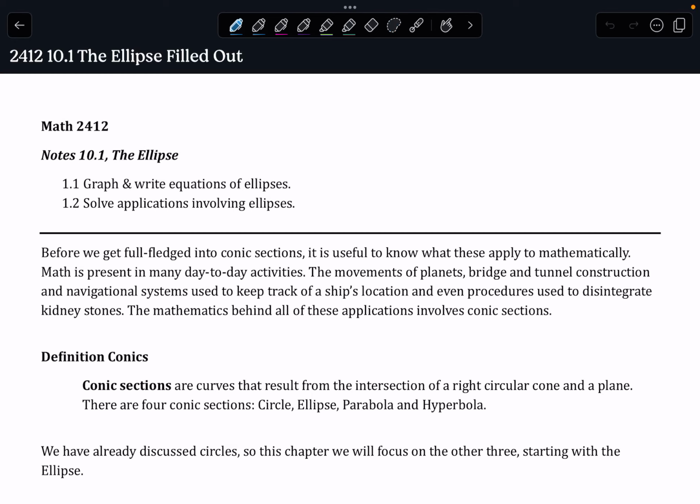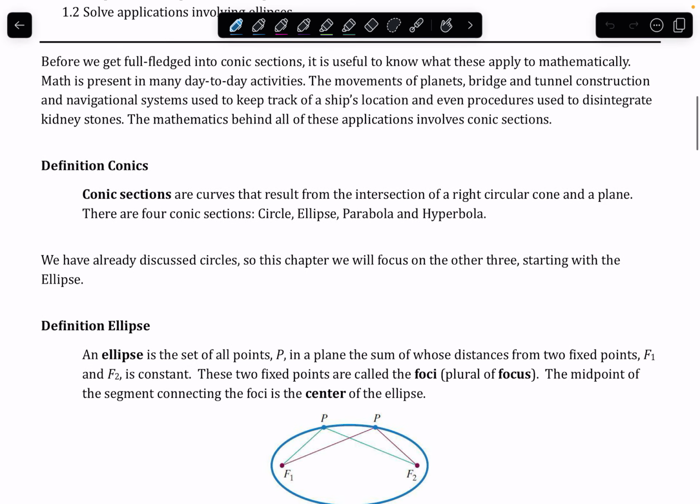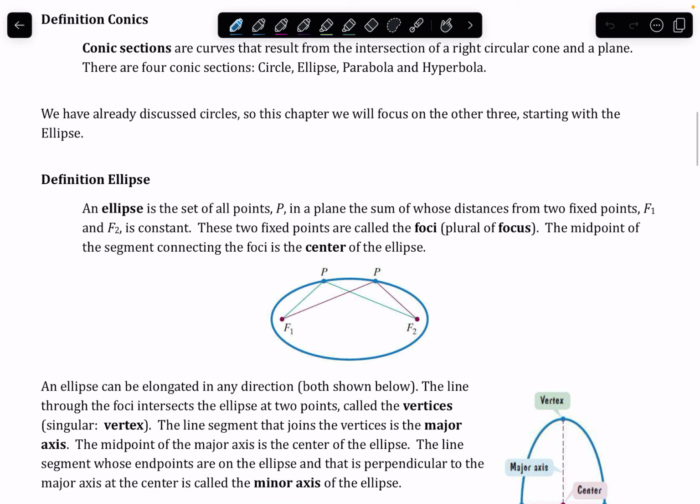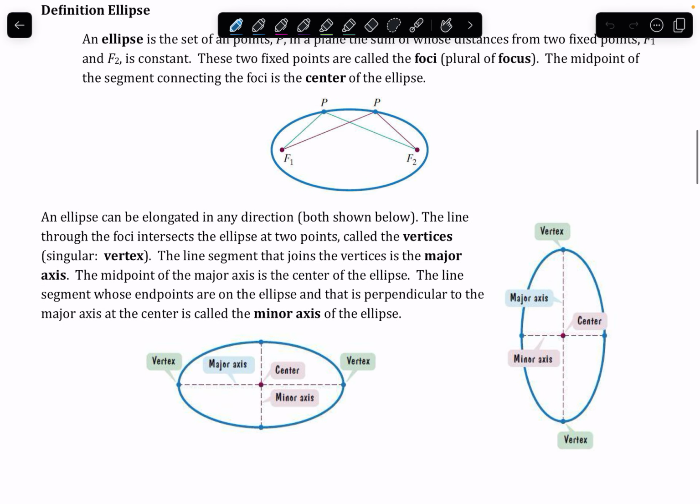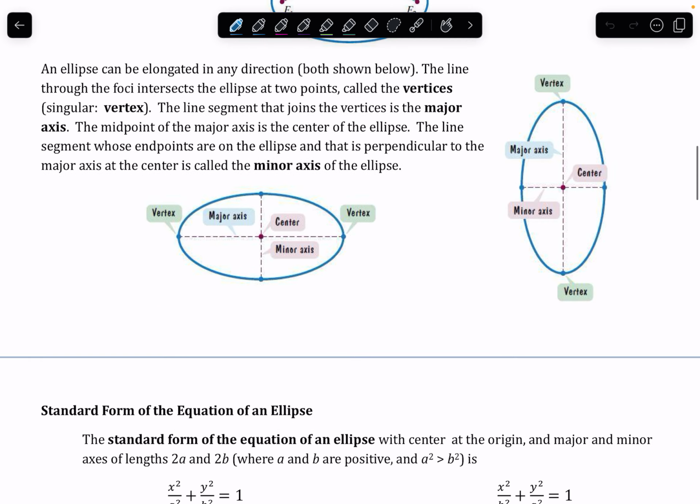Conic sections. So we're going to start our conic sections. We've already kind of covered circles. So we're going to go into an ellipse next. So here's your definition of an ellipse, read over it. There's two types of ellipse we're going to encounter, a horizontal and a vertical. Depending on which axis is longer determines the type of ellipse that we're going to be dealing with.